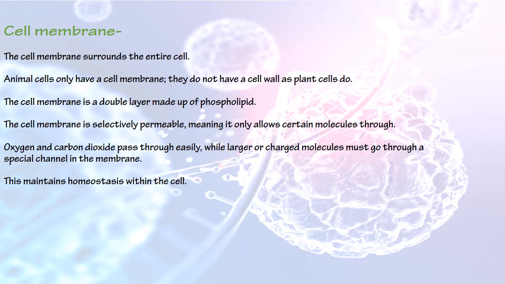The cell membrane is a double layer made up of phospholipid. Yes, it is a double layer of phospholipid. The cell membrane is selectively permeable, meaning it only allows certain materials through. Oxygen and carbon dioxide pass through easily, while larger and charged molecules must go through a special channel in the membrane. This maintains homeostasis within the cell.